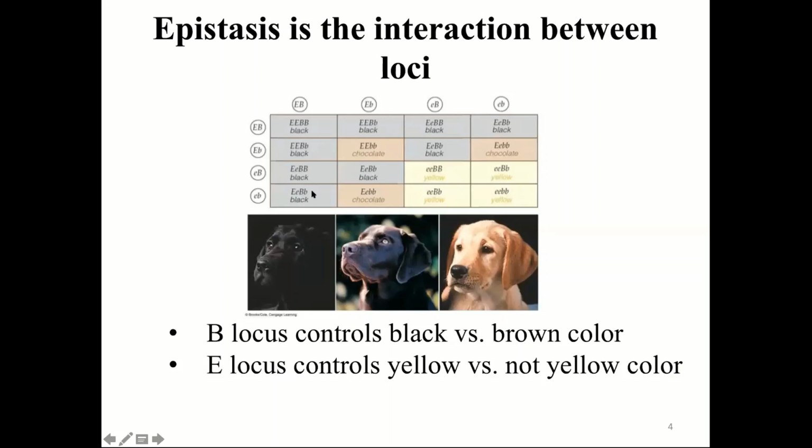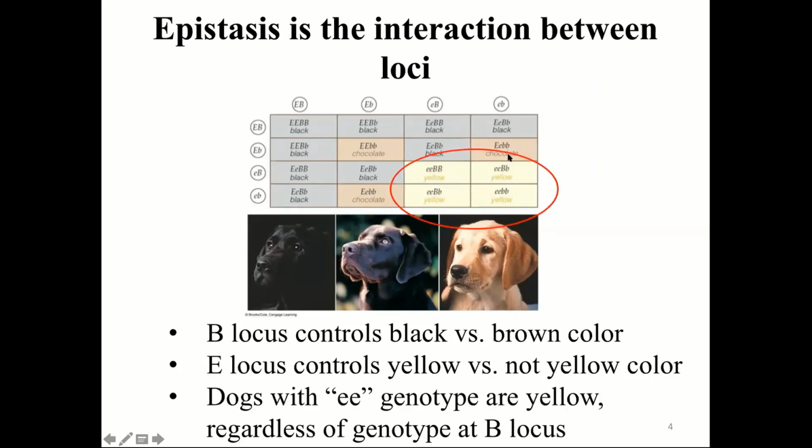In this picture up here, we see all possible 16 genotypes of the E and B loci, and then we have superimposed the observed fur color of a Labrador dog. What we notice is that regardless of the genotype at the B locus, if you have a little e genotype at the E locus, your dogs are going to have yellow fur color. So this is a biological example of an epistatic interaction between the E and B loci.